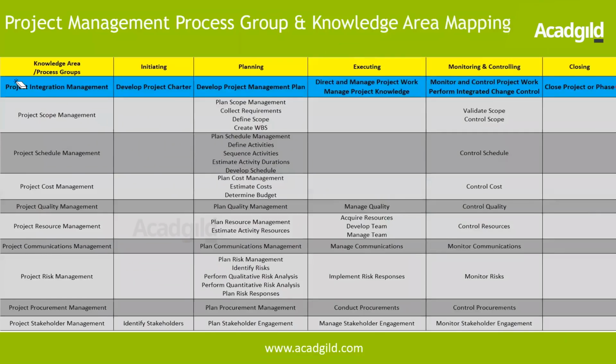On this screen we are going to look at the entire snapshot of the PMP, all the knowledge areas and the processes which I've already looked at. The blue color here highlights all the processes that come under the project integration management knowledge area. Develop project charter is part of initiating, and develop project management plan is part of the planning process group. Direct and manage project work and manage project knowledge are the two processes that are part of executing. Monitor and control project work and perform integrated change control are part of the monitoring and controlling process group. And finally, close project or phase is part of the closing process group.